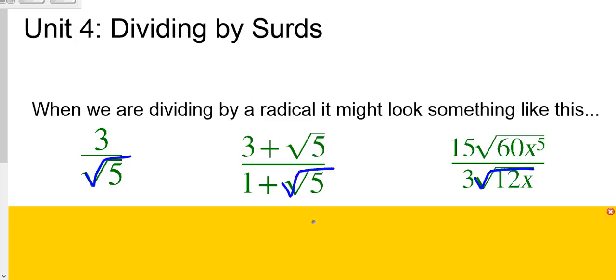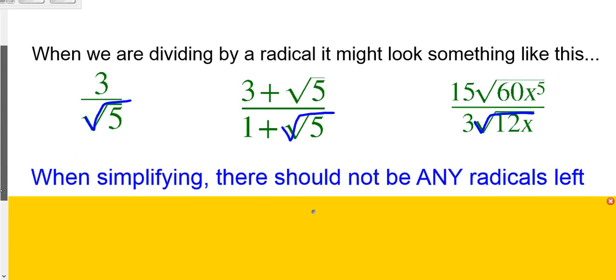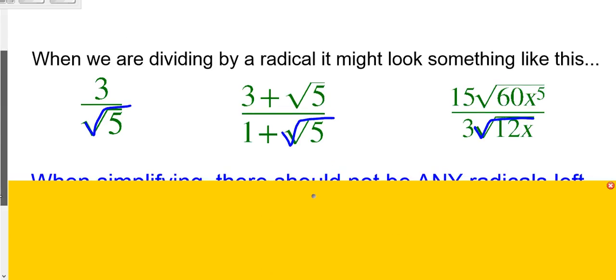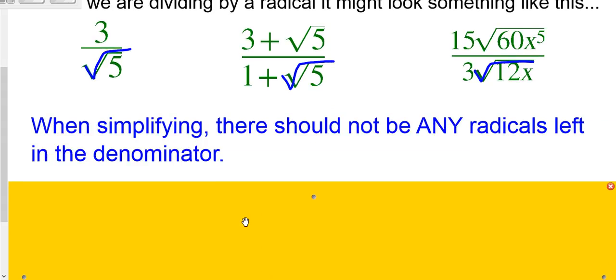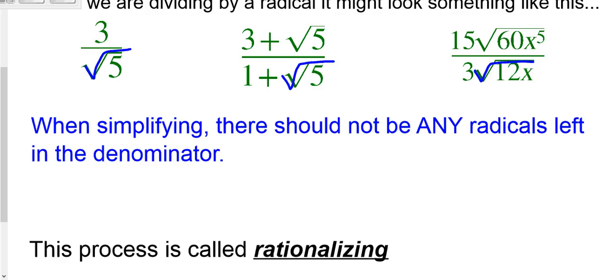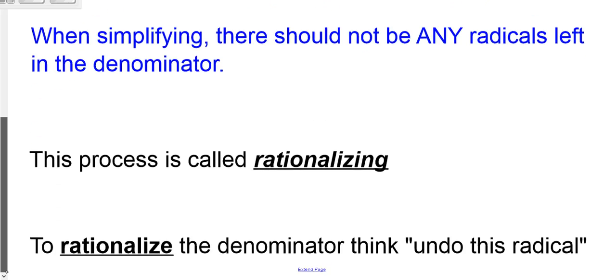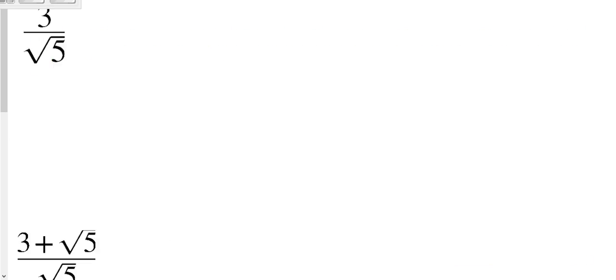To do this, it's a special process. When we simplify, there should not be any radicals left in the denominator. None. So our process is called rationalizing. Rationalizing is when we get all the radicals out of the denominator. To rationalize, think you're undoing the radical. So if you have a square root of 5 or a square root of 8 or whatever it is in the denominator, you're going to want to undo that radical so that you can divide. That's how you divide. So let's look at a couple examples.